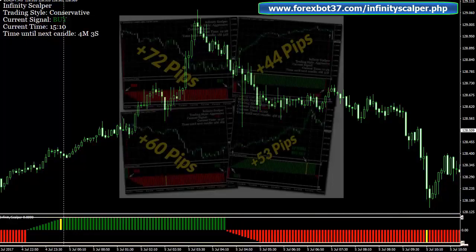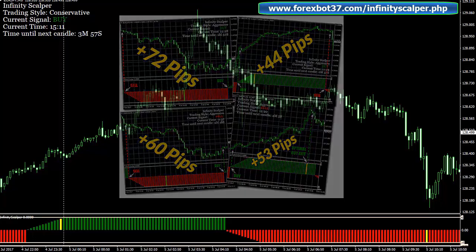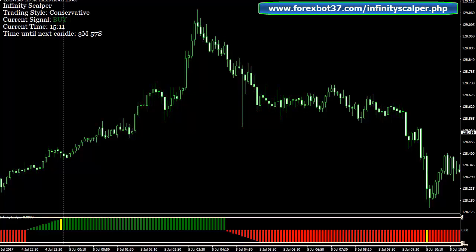Infinity Scalper is released by the same guy who gave us Pips Wizard Pro, which is a great swing trading strategy. So when he released Infinity Scalper, I had to take a look at it. So I sent him a message. I said, "Can I take a look at it?" And here we go. We got it right here.